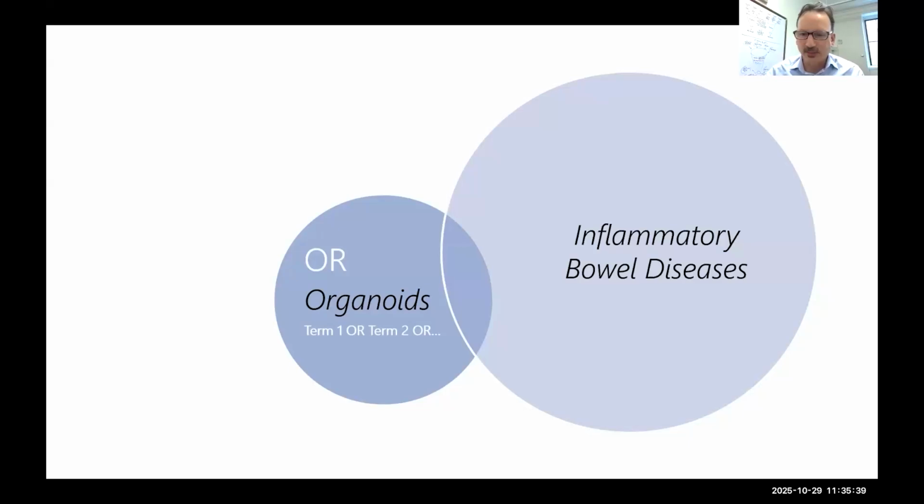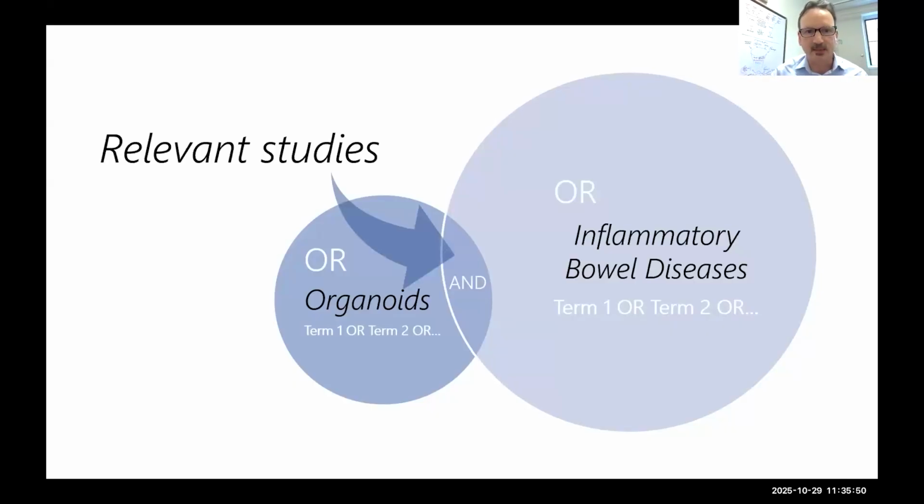The same is true for inflammatory bowel diseases. We want to use or to connect those synonyms together, term 1 or term 2 or term 3. And then as a culminating step, what we're interested in is the relevant studies and how we're going to achieve that as with the Boolean and. So that's going to show the intersection between these two universes of the literature, where they intersect. So how do we do that?